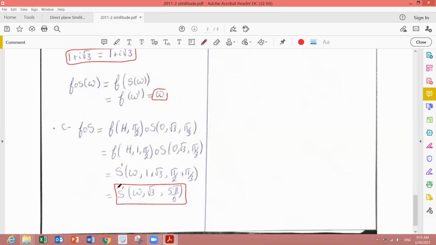Okay, this is all about this exercise. W is invariant by F round S, so W keeps H and O. F of W is W.